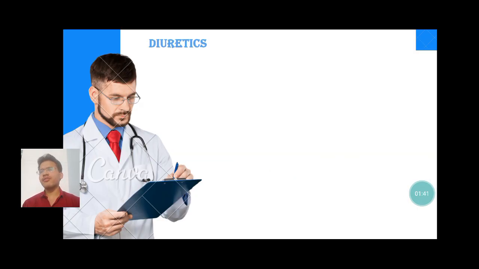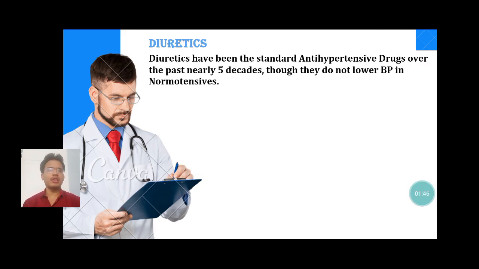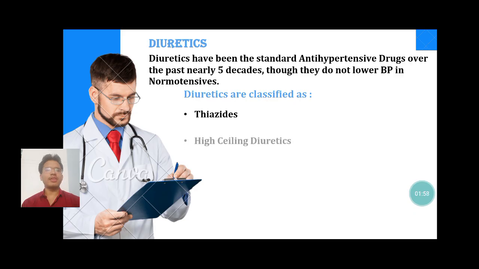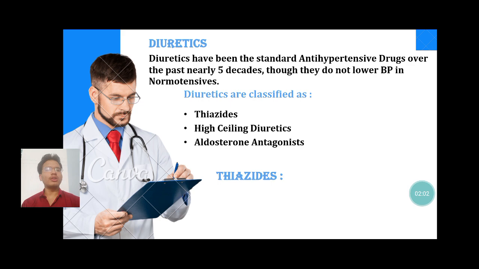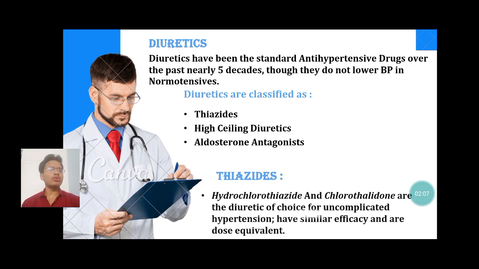Now, let's see the first class of antihypertensive drugs, that's diuretics. Diuretics have been the standard antihypertensive drugs over the past nearly 5 decades, though they do not lower BP in normotensives. Diuretics are classified as thiazides, high-ceiling diuretics, aldosterone antagonists. So, let's see the first one, that's thiazides. Hydrochlorothiazide and chlorthalidone are the diuretics of choice for uncomplicated hypertension, have similar efficacy and are dose equivalent.